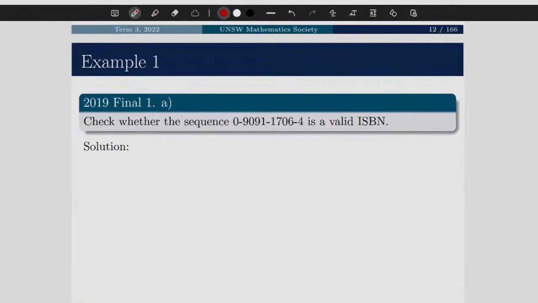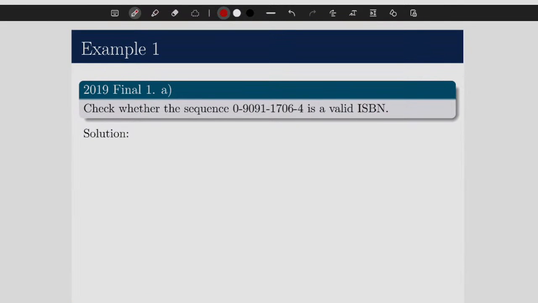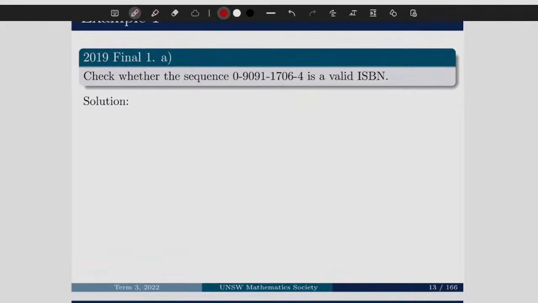But let's just go through a really basic final question. This is taken from the 2019 paper. It's not exactly the same question. The 2019 paper was like true or false, but hey, get the sequence, is it valid or not? And we're going to use the same method where it's just 1 times 0 plus 2 times 9 plus 3 times 0, yada yada yada yada.